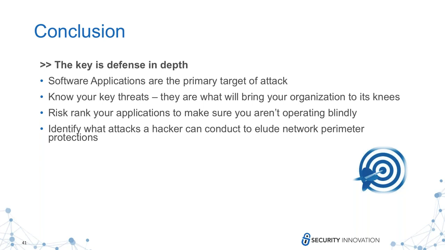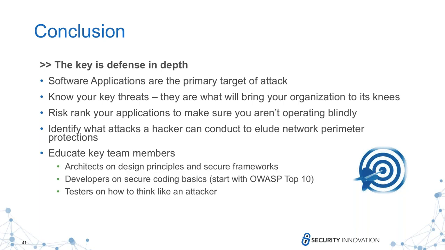You're going to identify the attacks that a hacker can conduct to elude network perimeter protections. So you're going to do some threat modeling, figure this out, and then look at all the different avenues. Maybe you can reduce that attack surface. You want to educate key team members. So have your architects look at design principles and secure frameworks. Work with your developers on secure coding basics. You want to start with the OWASP top 10. And then your testers, or QA testers, system integration testers, on how to think like an attacker.